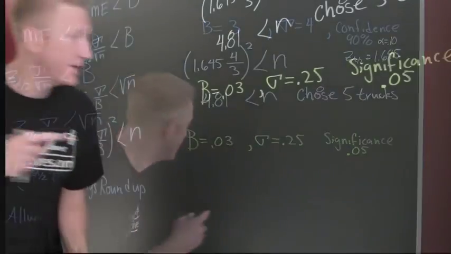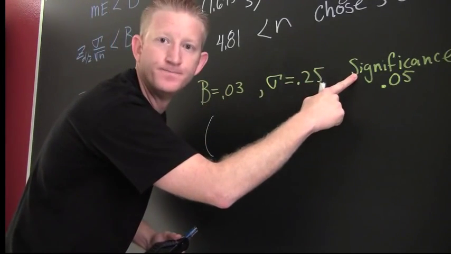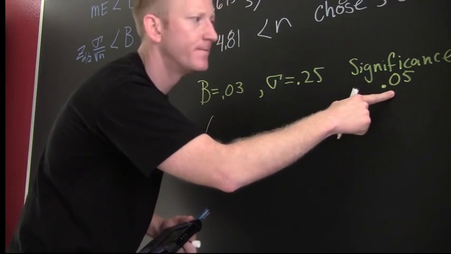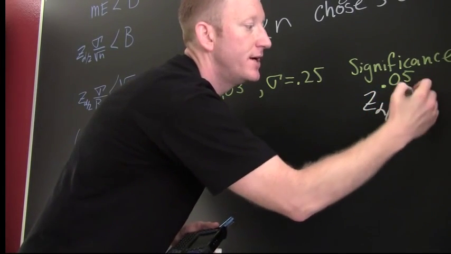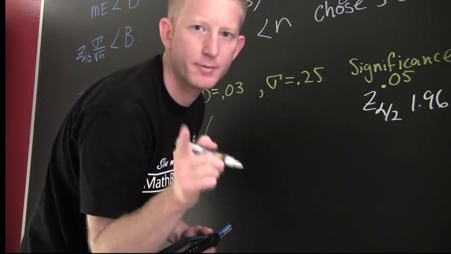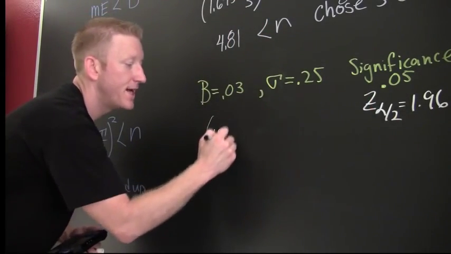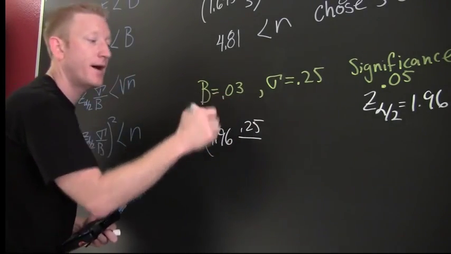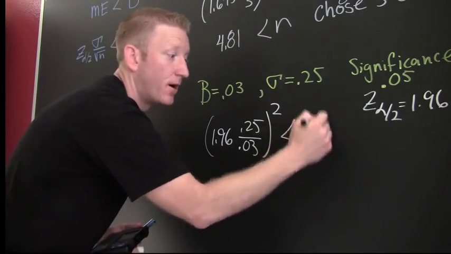Let's see another example, like down here. Our significance level is 0.05. So that's a 95% confidence interval. For a 95% confidence interval, our z alpha over 2 is 1.96. You should probably check me on that. So then we're going to have 1.96 times 0.25 divided by, my bound on error is 0.03. And then I'm going to square that, and that needs to be smaller than my n.